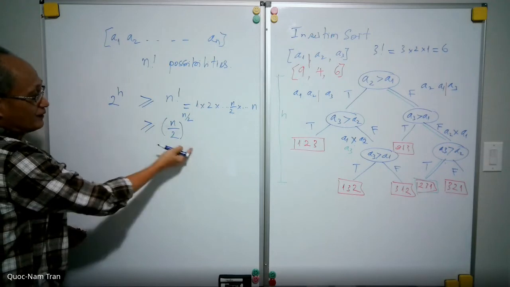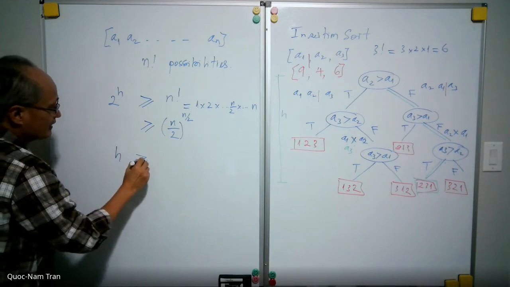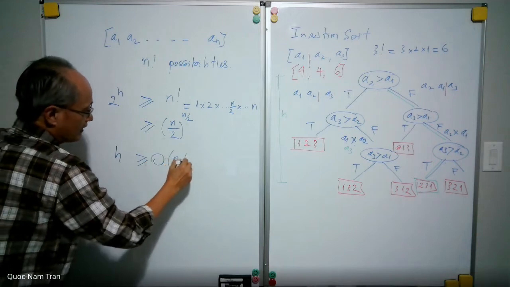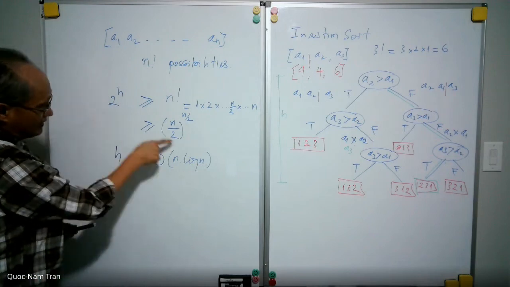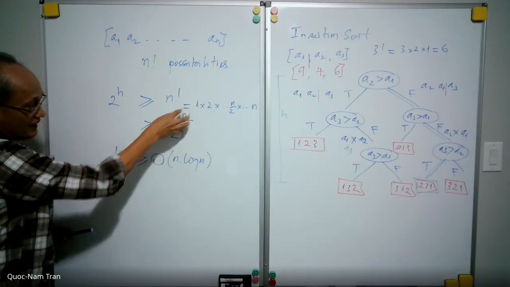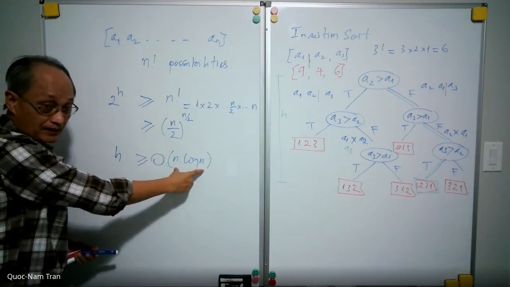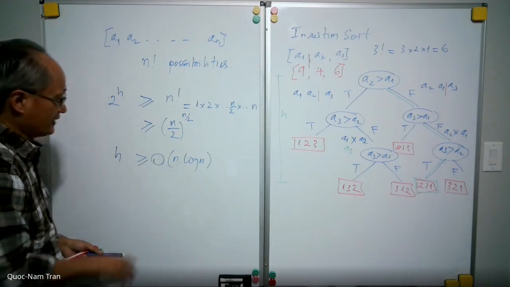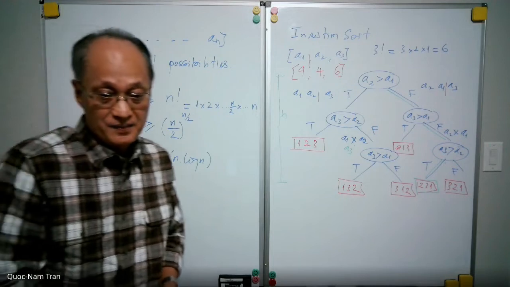And now we can take the log of both sides, right? So that said, h is greater than or equal to n half log n half. That is n log n. Take log on both sides. On the left-hand side, we have h. On the right-hand side, bring this one down, and then we have n half log n half, right? But n half log n half is big O of n log n because we just remove the constant values. All right. So from here, you have the height is n log n. What does it mean?